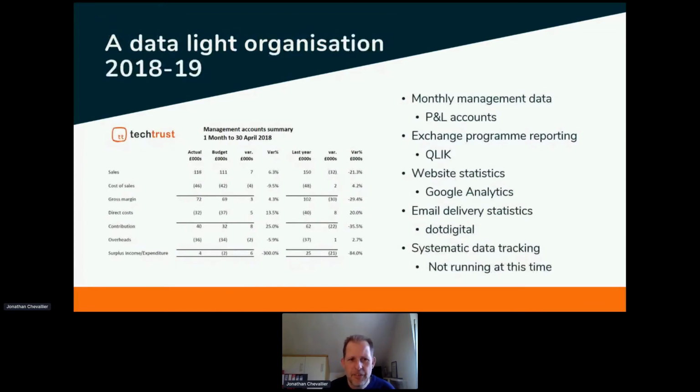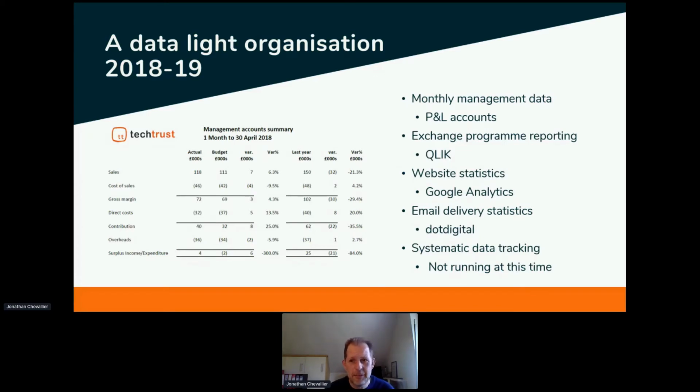But I'll first give you a sense of where we were in terms of data in 2018-19 when I joined. I'd say the profit and loss was the only regular source of management information, and that was generally lagging. I wouldn't see any income and cost figures until maybe a month after. So we'd see the April figures at the end of May or early June.